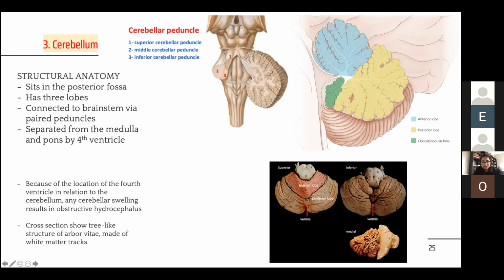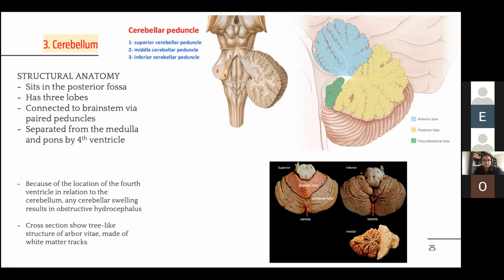There's three lobes. So you've got your anterior, posterior, and the flocculonodular lobe. And the way that it's connected to the midbrain and pons is that you've got these three peduncles here: superior, middle, and inferior cerebral peduncles. It's separated from the brainstem by the fourth ventricle.